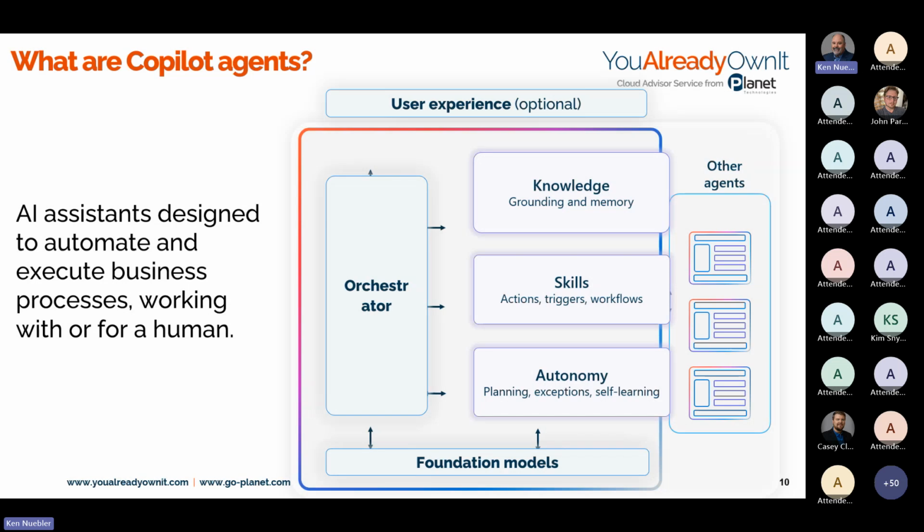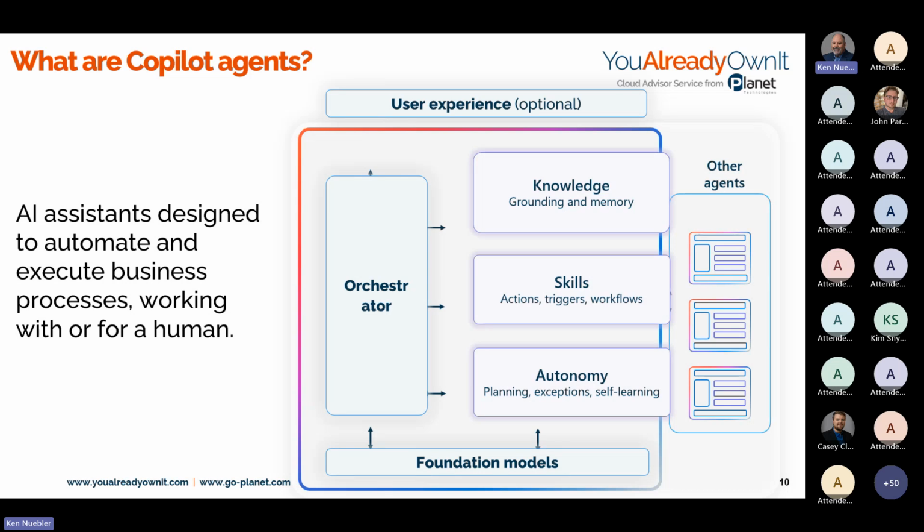It manages how the agent uses its knowledge, skills, and autonomy to complete tasks. Then we got knowledge, including grounding, connecting to real-time data or enterprise systems, and memory, retaining context or past interactions. This allows the agent to make informed decisions. Next, we have skills, which encompass actions, triggers, and workflows. These are the practical capabilities the agent uses to perform tasks, respond to events, and follow structured processes.